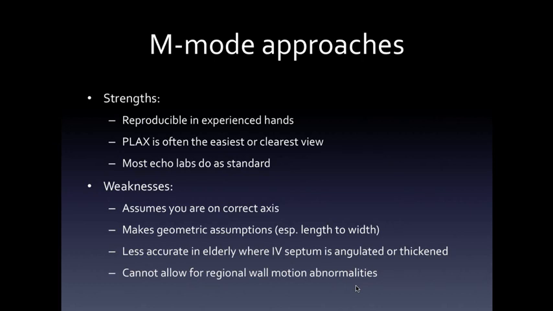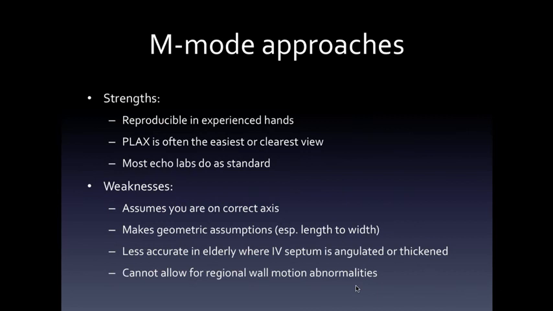The problem is you have to get the axis right. If you're off axis, you'll underestimate the dimensions, and it makes huge geometric assumptions. You're assuming that the width of the ventricle correlates with the length of the ventricle, and that works fine in the normal heart. But in the sick heart, in the cardiomyopathy, particularly post myocardial infarction, it won't take into account, for example, an apical infarct. So you might get a totally normal ejection fraction based on this method, but the patient might have had an apical heart attack, have lost their apex totally, but it's not measured in this.